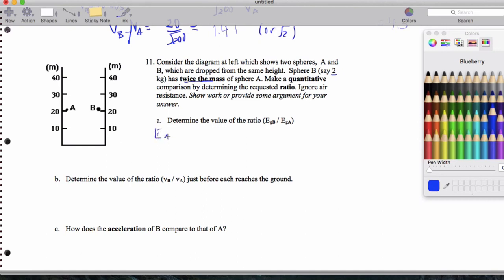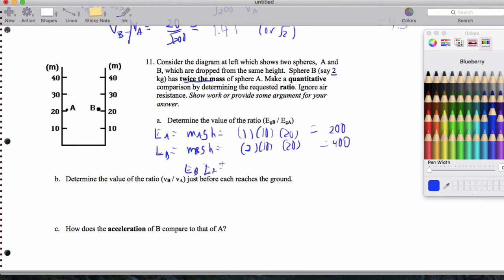So EA is going to be mAgh, which is going to be 1 times 10 times 20, and EB is going to be mBgh, which is going to be 2 times 10 times 20. And that's going to be 200 versus 400. So EB over EA, that ratio, is going to end up being 400 divided by 200, which is 2.